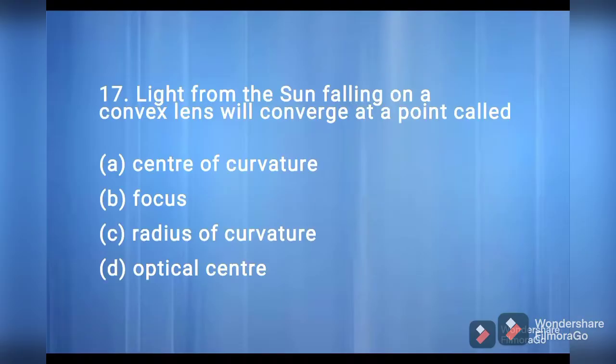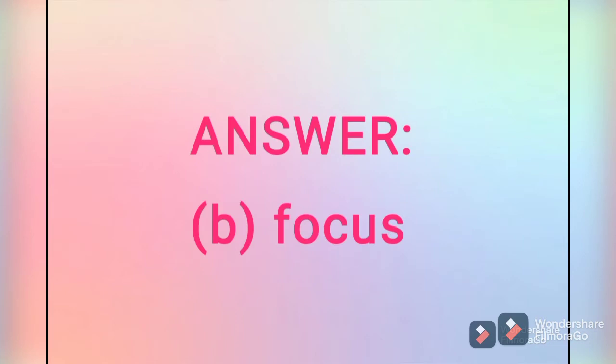17th question. Light from the sun falling on a convex lens will converge at a point called: option A, center of curvature, option B, focus, option C, radius of curvature, option D, optical center. And the answer is option B, focus.